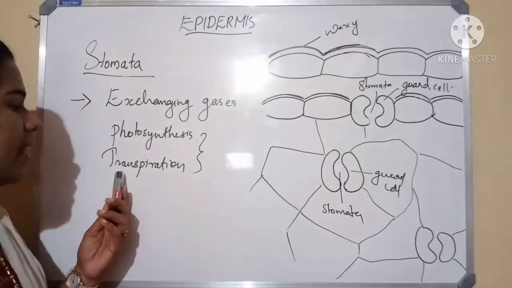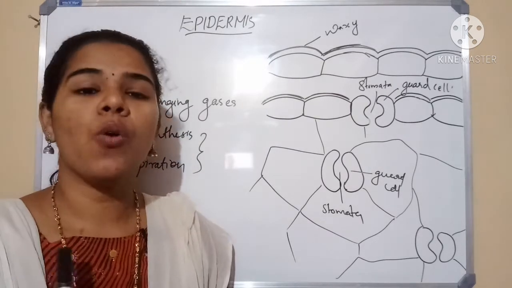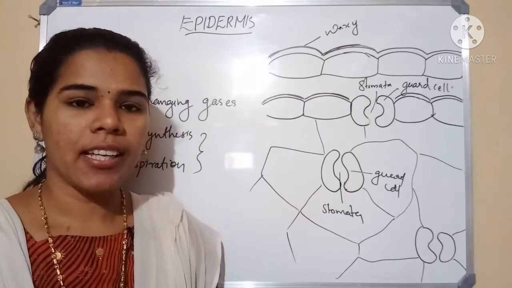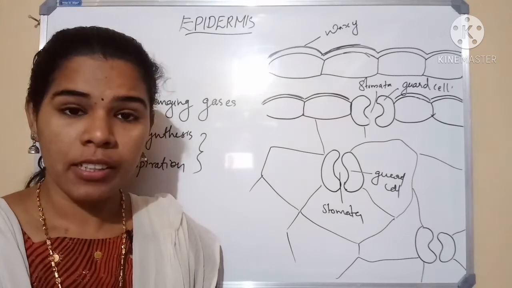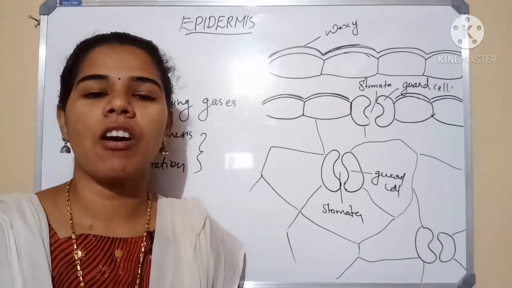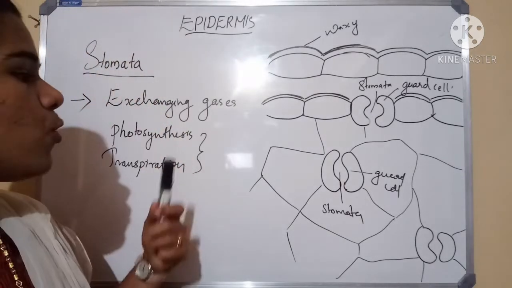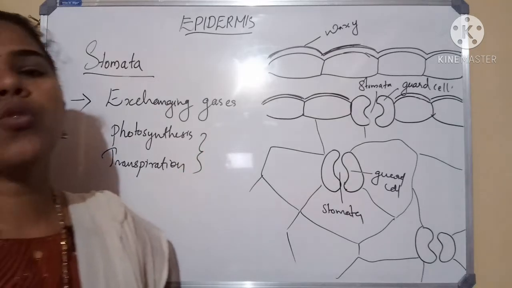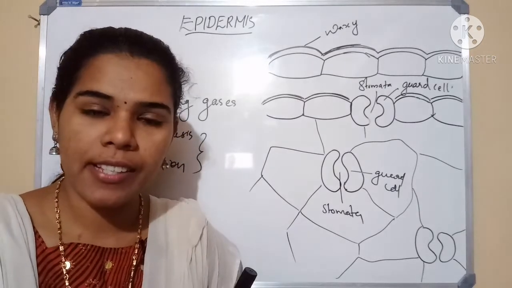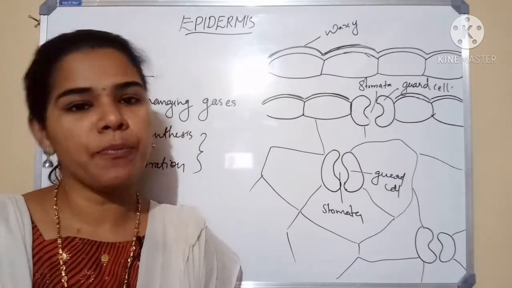And at the time of transpiration, there is loss of water. Transpiration means the loss of water in the form of water vapors through this stomata. The loss of water in the form of water vapors through stomata, that process is called what? Transpiration. So this stomata helps in these two processes, loss of water also, not only the gaseous exchange, which helps in transpiration.